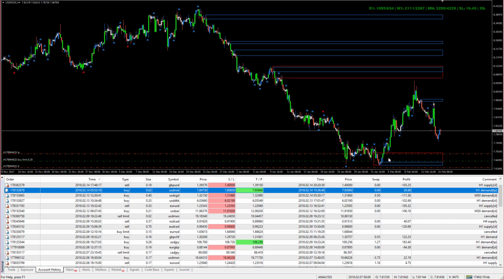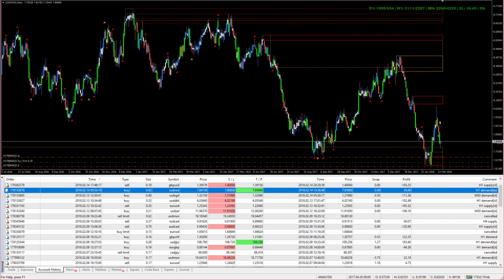But I'm expecting a reaction just here at the lows, this low here, or this low here, then a price retracement, and then a push lower, potentially down in here, and potentially lower. Let's have a look on the daily chart and see what's happened.